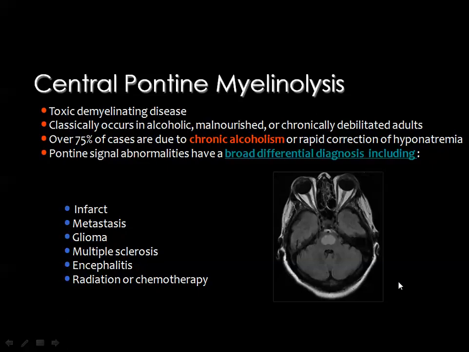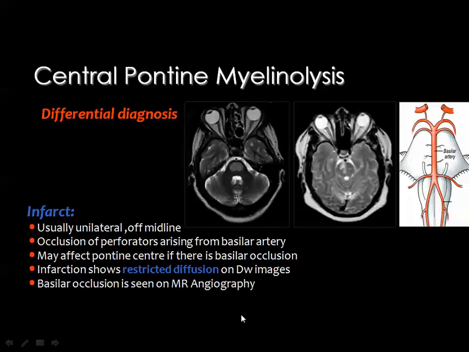And how to discriminate between this number one, the classic history, and number two, infarctions, for example, in the pons, which are usually to one side of the midline. And you know that infarctions in the pons will result from occlusion of one of the side branches of the basilar artery. Then you will have a focal lesion in the right or the left side of the brainstem. But in the central pontine myelinolysis, the lesion is central. It is located exactly in the midline.